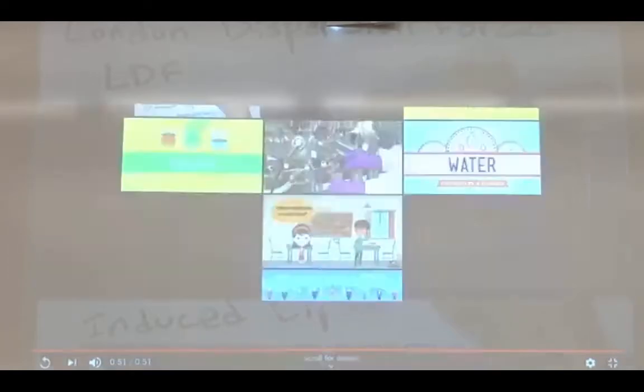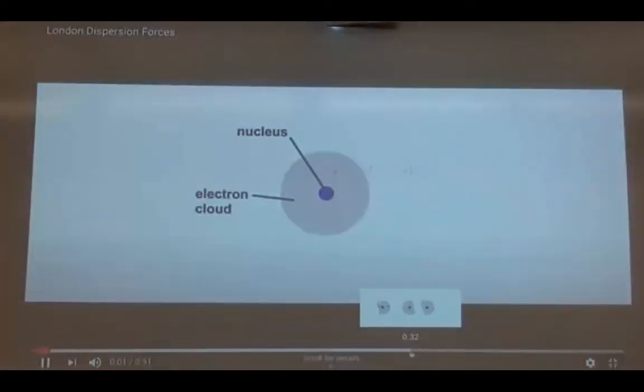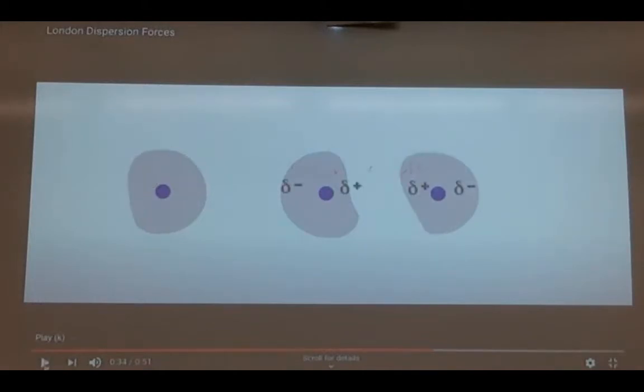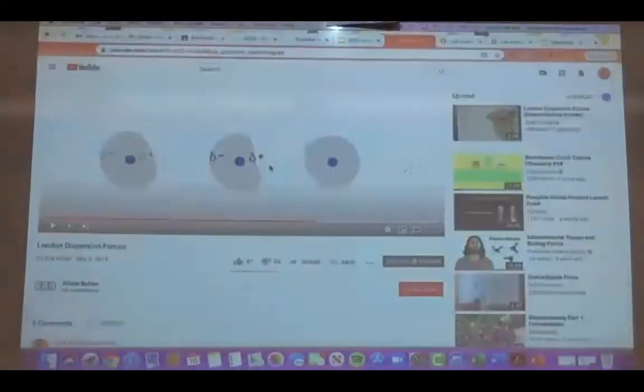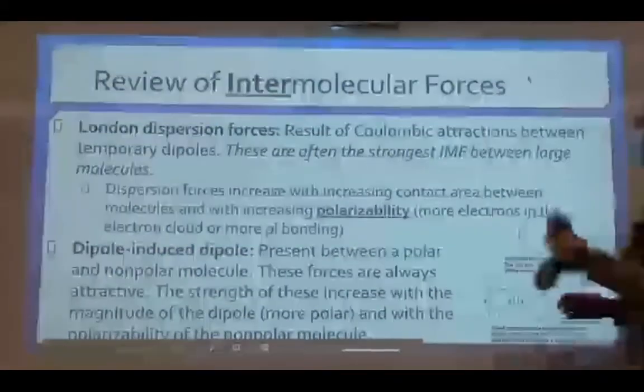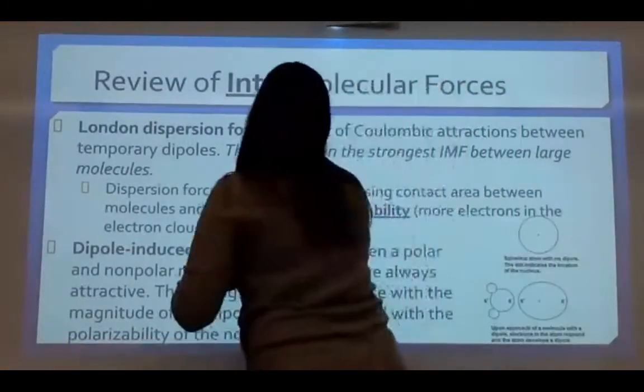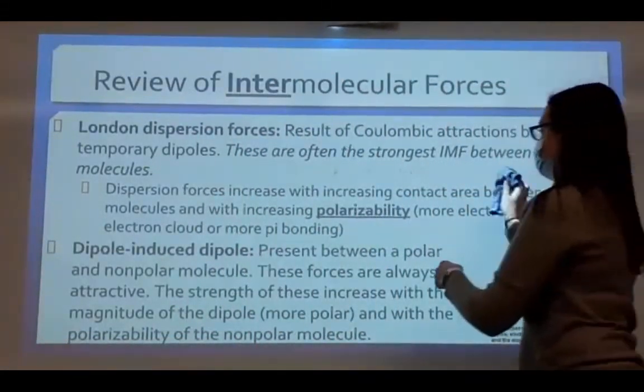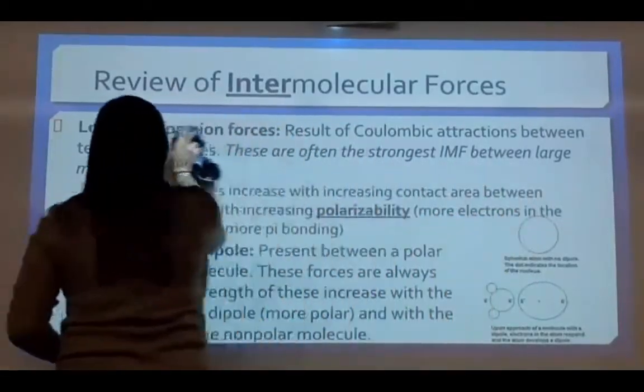Alright, so as they move, notice as it moves away, it loses that partial positive and partial negative side. So it's not a truly polar molecule. It just creates these instantaneous dipoles. Dipole means two sides, two poles, partial positive, partial negative side. So with dispersion forces, the more electrons there are, the stronger that partial positive, partial negative attraction will be. So that's why we look at what's called polarizability.